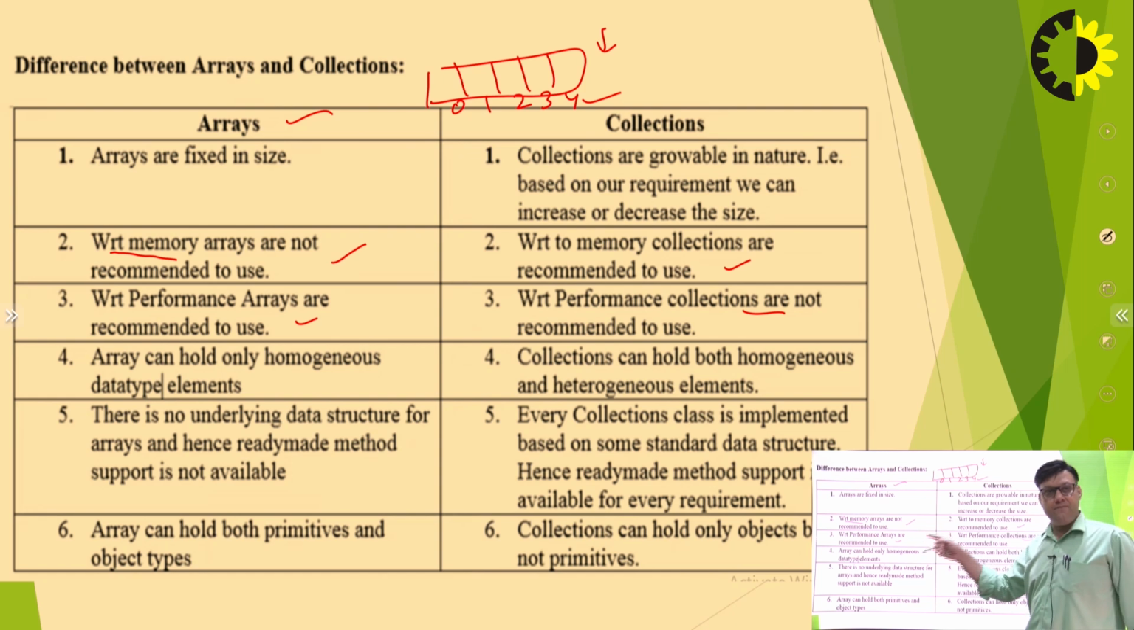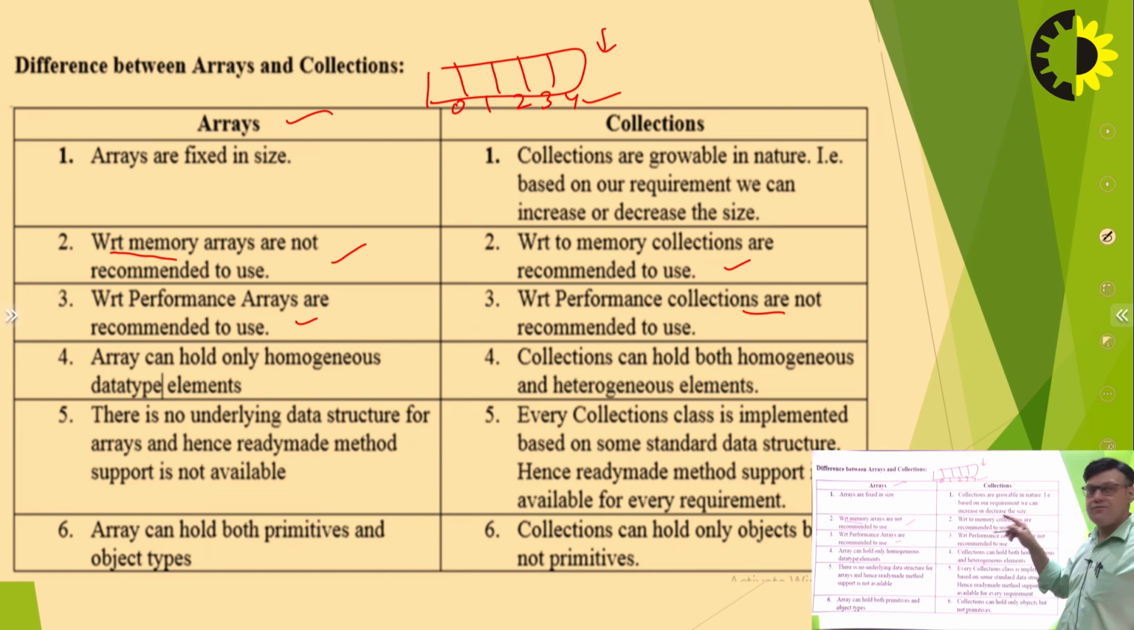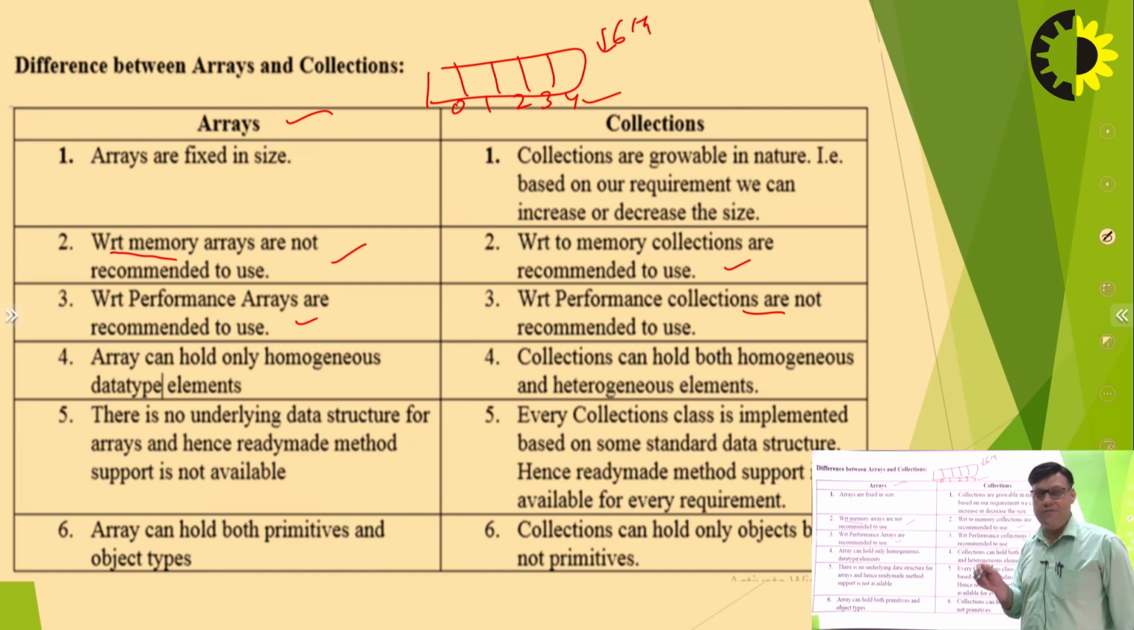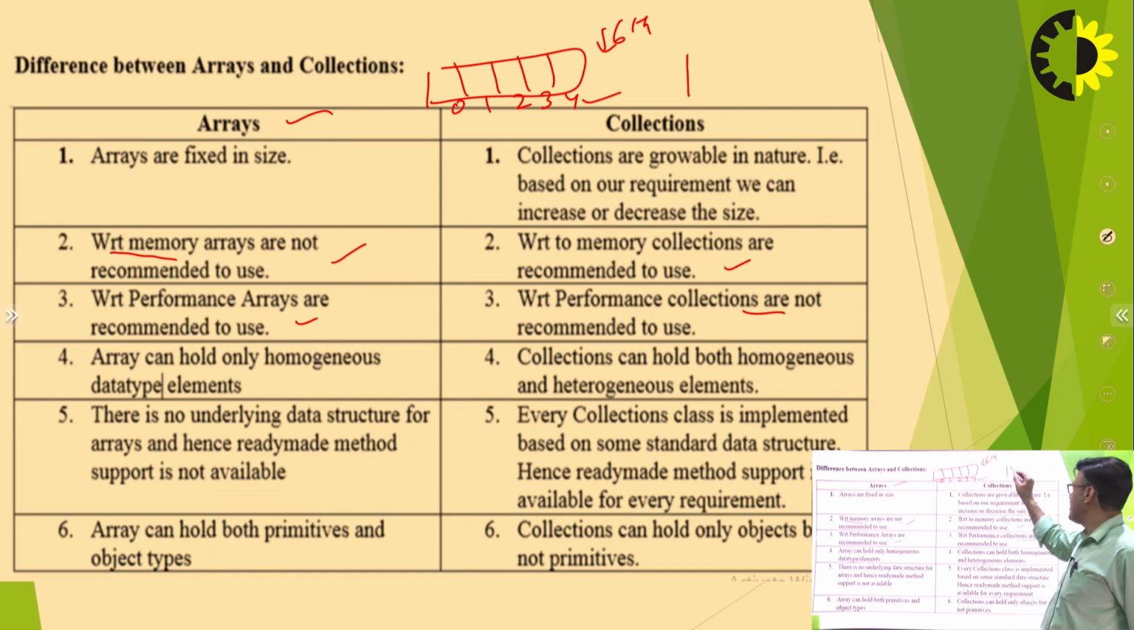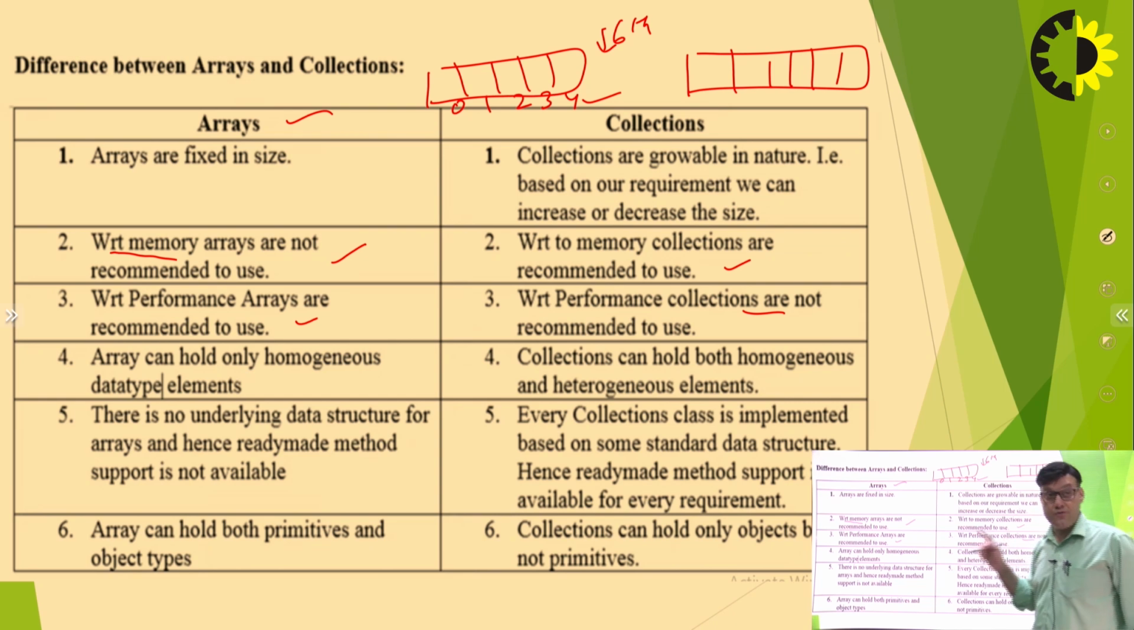But in collection, what happens? Let us understand why, with respect to memory, collections are preferred. For example, the initial size is 5. Now I want to insert the 6th element here. So what happens in case of collection? Internally, new memory is assigned. Whenever the size is full and we want to insert the 6th element, new memory is assigned.